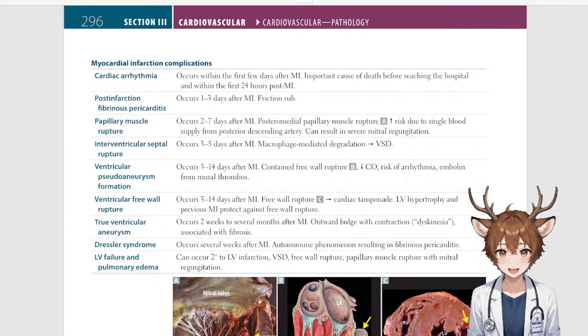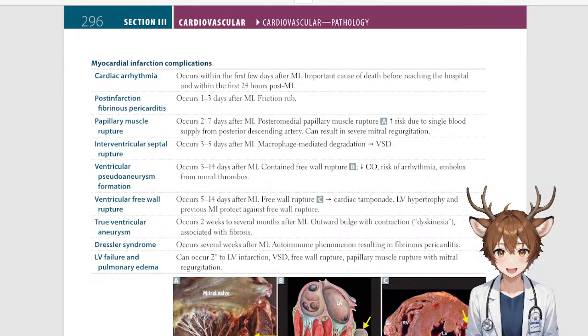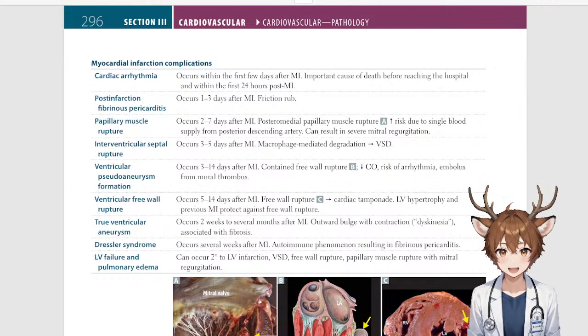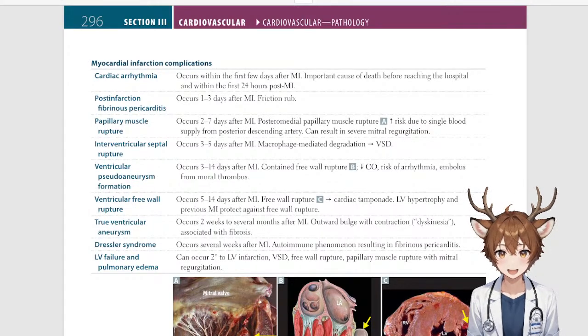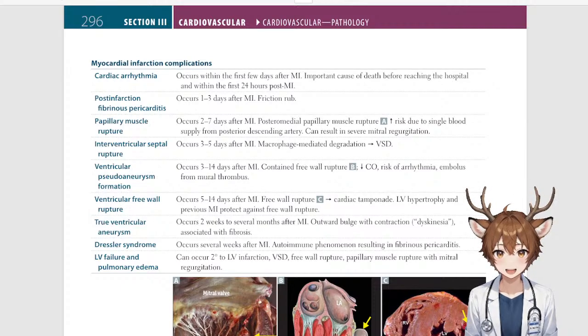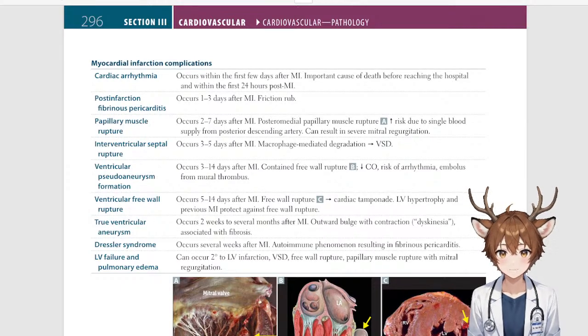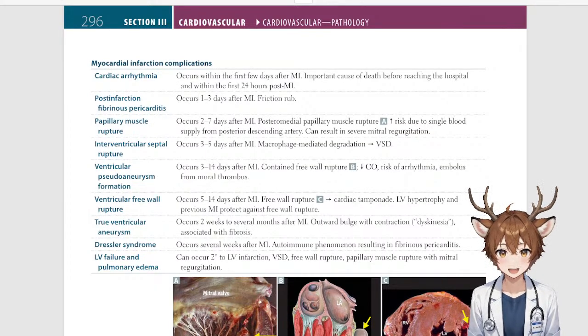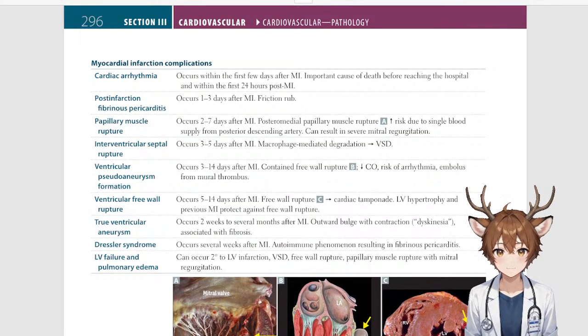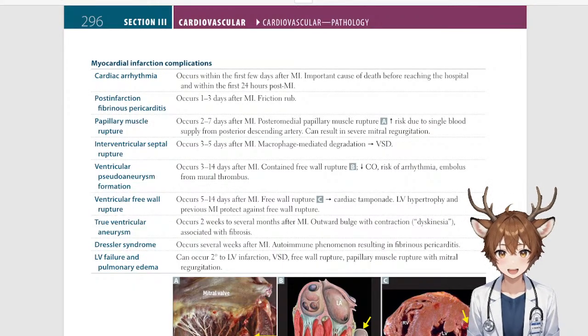What about ventricular pseudoaneurysm? That's within 3 to 14 days. May be asymptomatic. Symptoms may include chest pain, murmur, arrhythmia, syncope, heart failure, embolus from mural thrombus. Rupture leads to cardiac tamponade. Free wall rupture contained by adherent pericardium or scar tissue. It does not contain endocardium or myocardium, and is more likely to rupture than a true aneurysm. So pseudoaneurysm is a little bit more likely to happen than aneurysm is. The aneurysm is less likely.